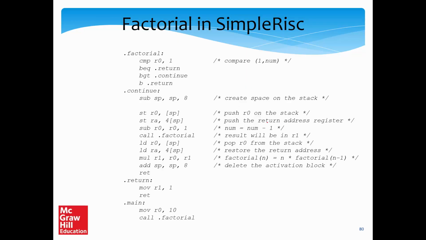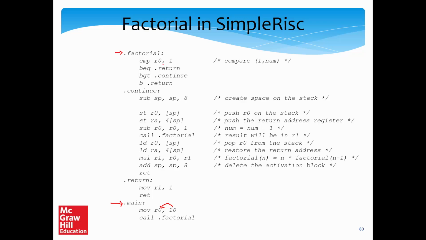So to convert this into SimpleRisc is actually easy. Let us start with the .main label where the main function will start. We move 10 into R0 because we'll be computing the factorial of 10, and then we call the factorial function. So this takes us way to the top over here.